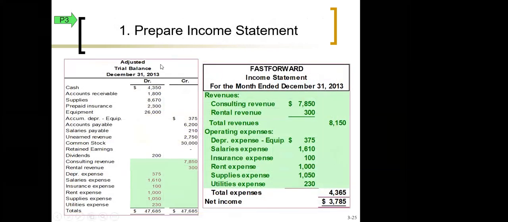Okay, after you did adjusting entries, there's going to be the adjusted trial balance, and you're ready to work with an income statement. Income minus all the expenses will give you the difference of net income. 8,150 minus all the expenses is 3,785.